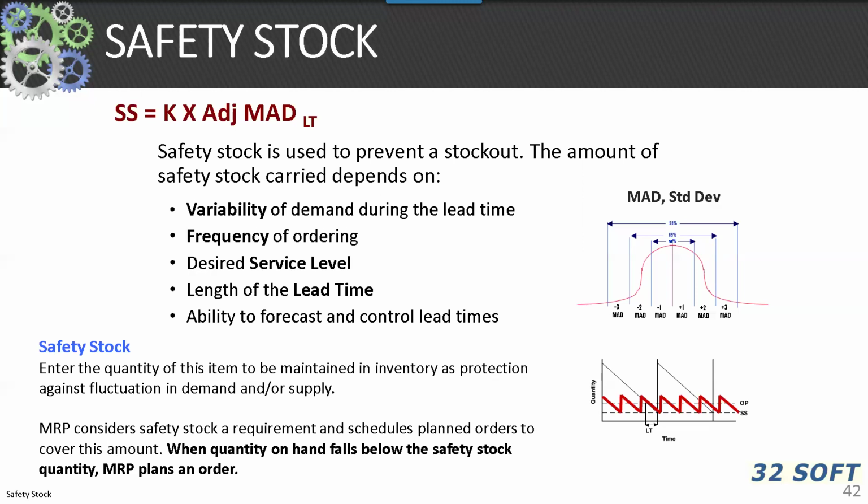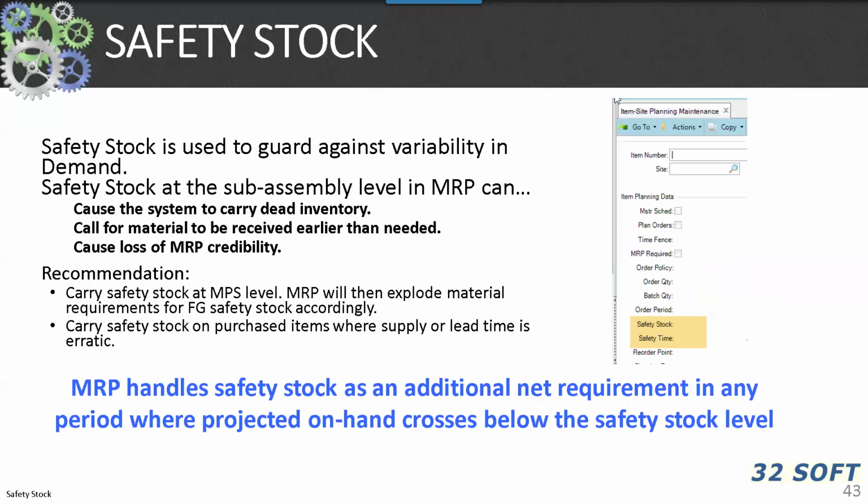MRP considers safety stock a requirement and schedules planned orders to cover this amount. When a quantity on hand falls below the safety stock, MRP plans an order. As stated, safety stock guards against variability. However, a caution. You don't want to use safety stock in the middle levels or at the subassembly levels of MRP. This can cause the system to carry dead inventory, can cause material to be received earlier than needed, and can quickly cause the loss of MRP credibility.